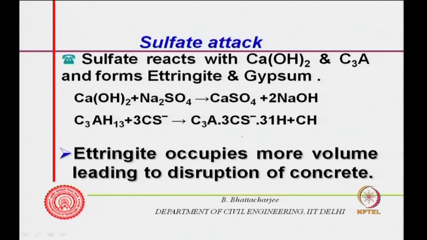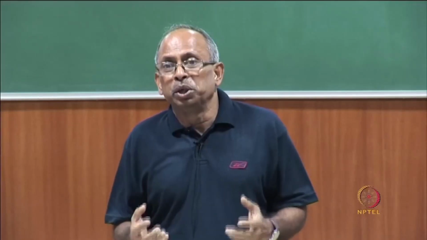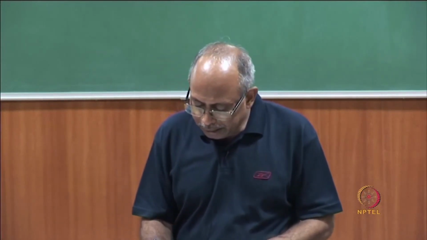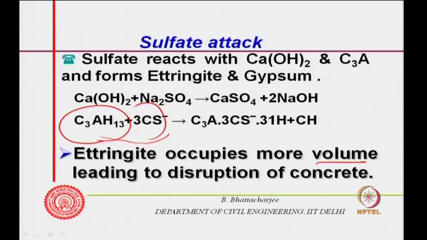Now, when this ettringite is formed during the hydration process or initial setting process, there is no problem. This material occupies more volume than the reactants: the volume of the reactants is less than the volume of the product. So, it will try to expand, but this expansion is not a problem when it occurs in plastic paste, because the paste can accommodate this expansion, and this ettringite is of course converted into monosulfate and so on, which is stable.